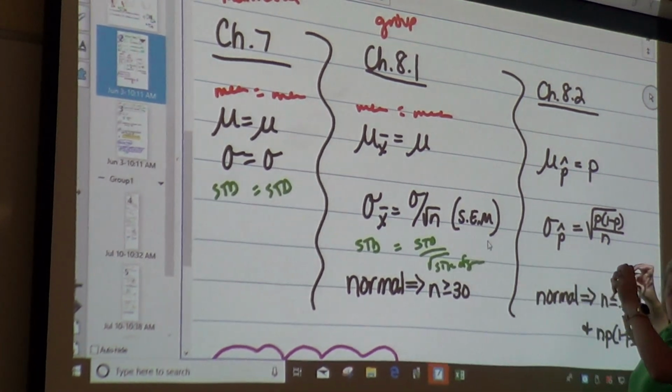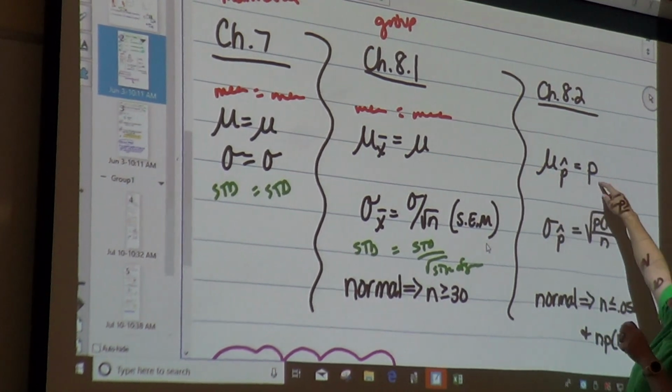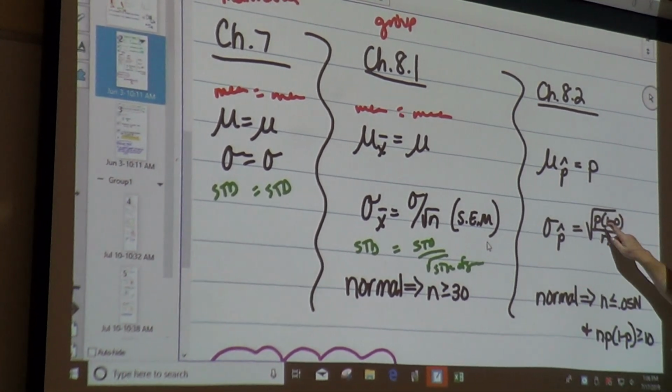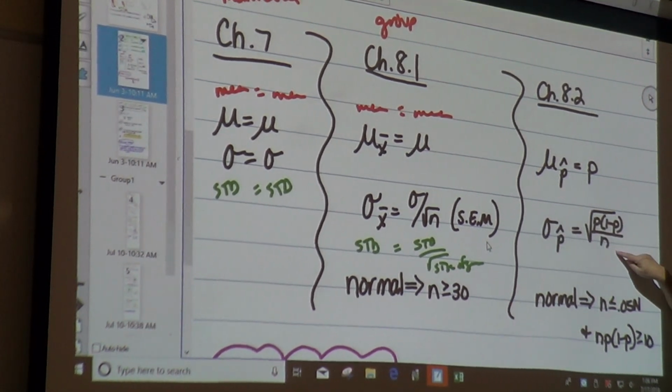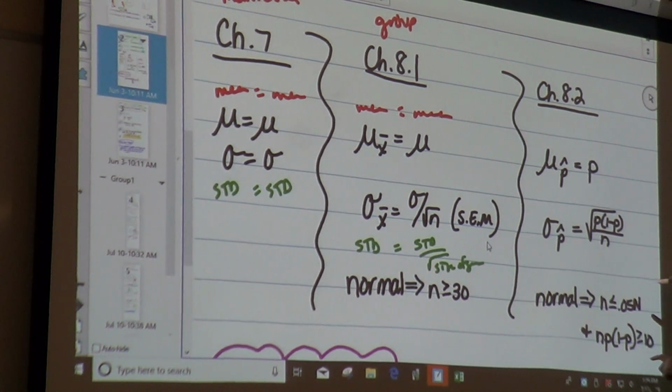If it has a p in it, your mean is your p. Your standard deviation is going to be the square root of p times 1 minus p over n. And to tell if it's normal is going to be these two tests.